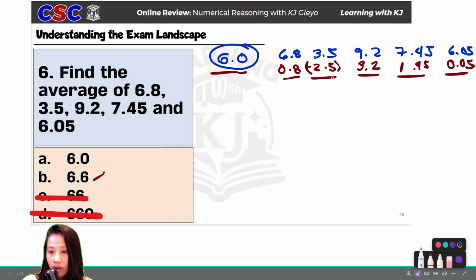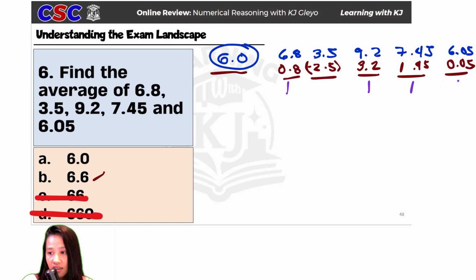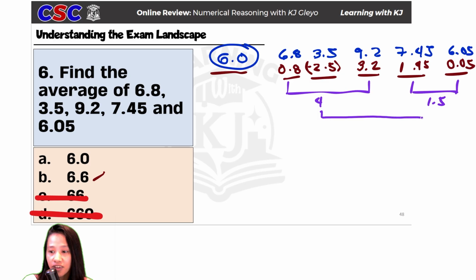I will have to add all the positive numbers. So, I will be adding this, and this. Mas malaki yan siya kasi sa negative 2.5. Pero, sige na lang, i-add na lang natin. So, I add first the 0.8 and 3.2. That makes 4. And 1.45 tsaka 0.05. This makes 1.5. See where I'm going with this? So, 4 and 1.5, I will add them together. This is how I add, by the way, 5.5.